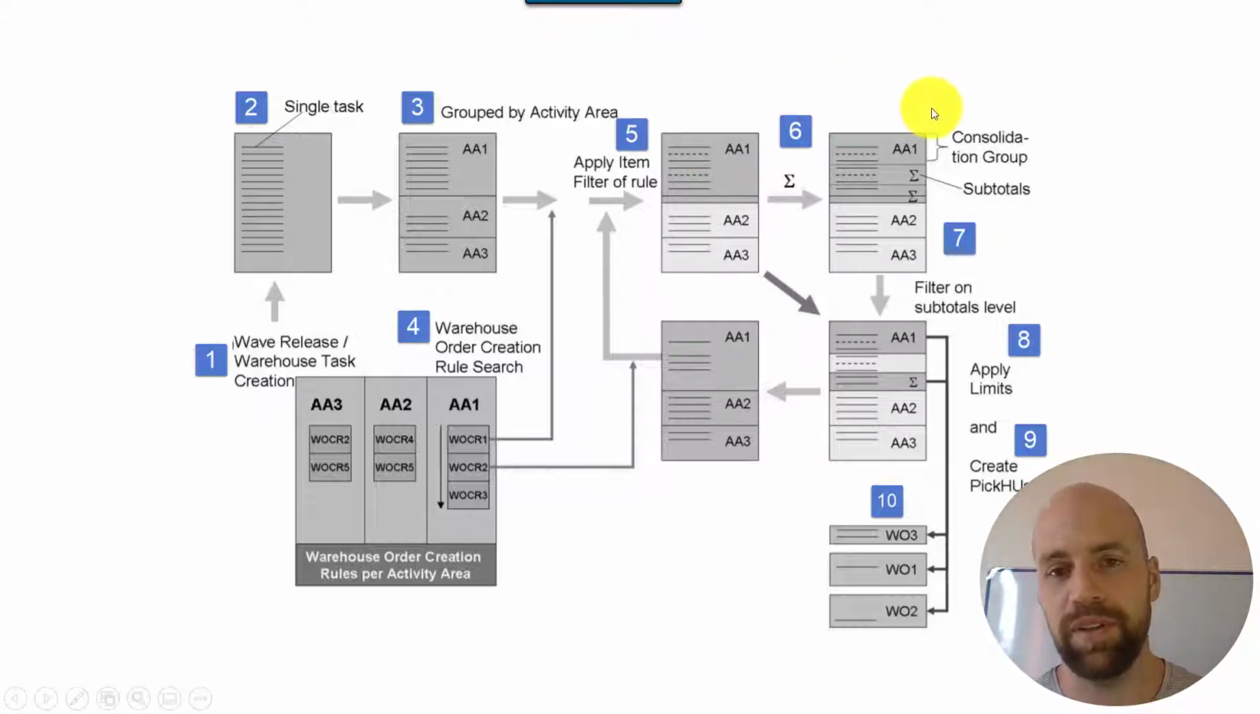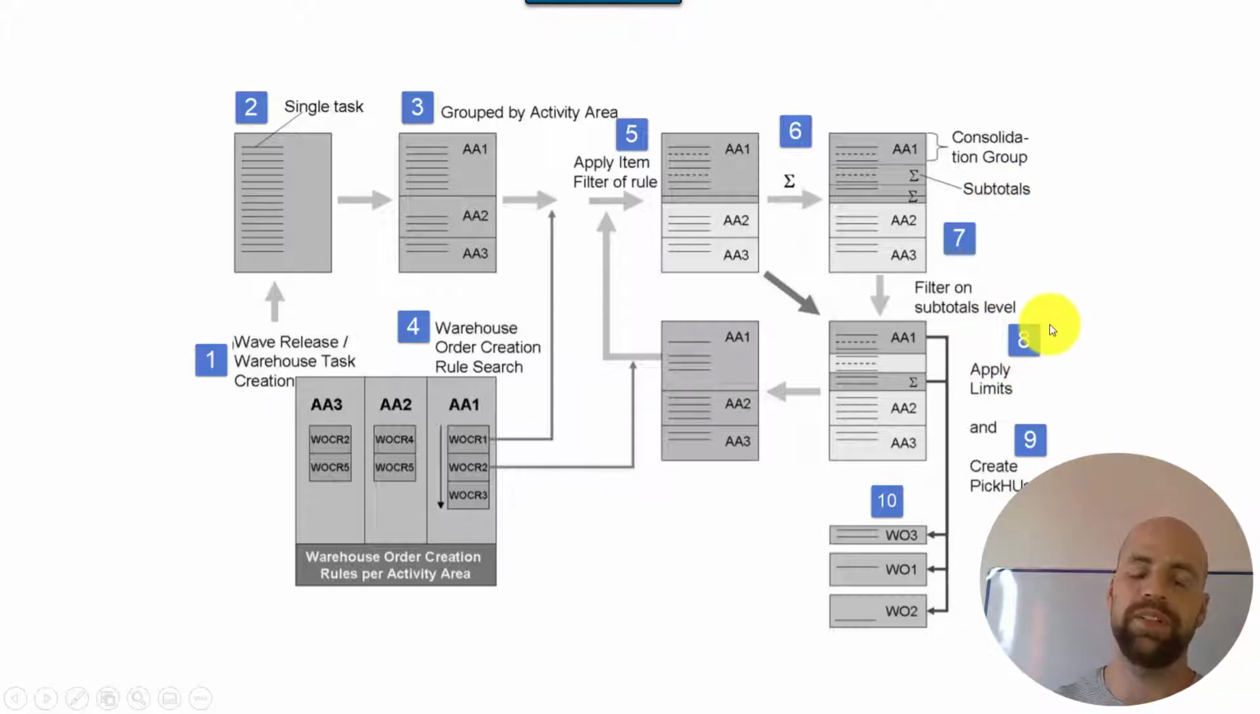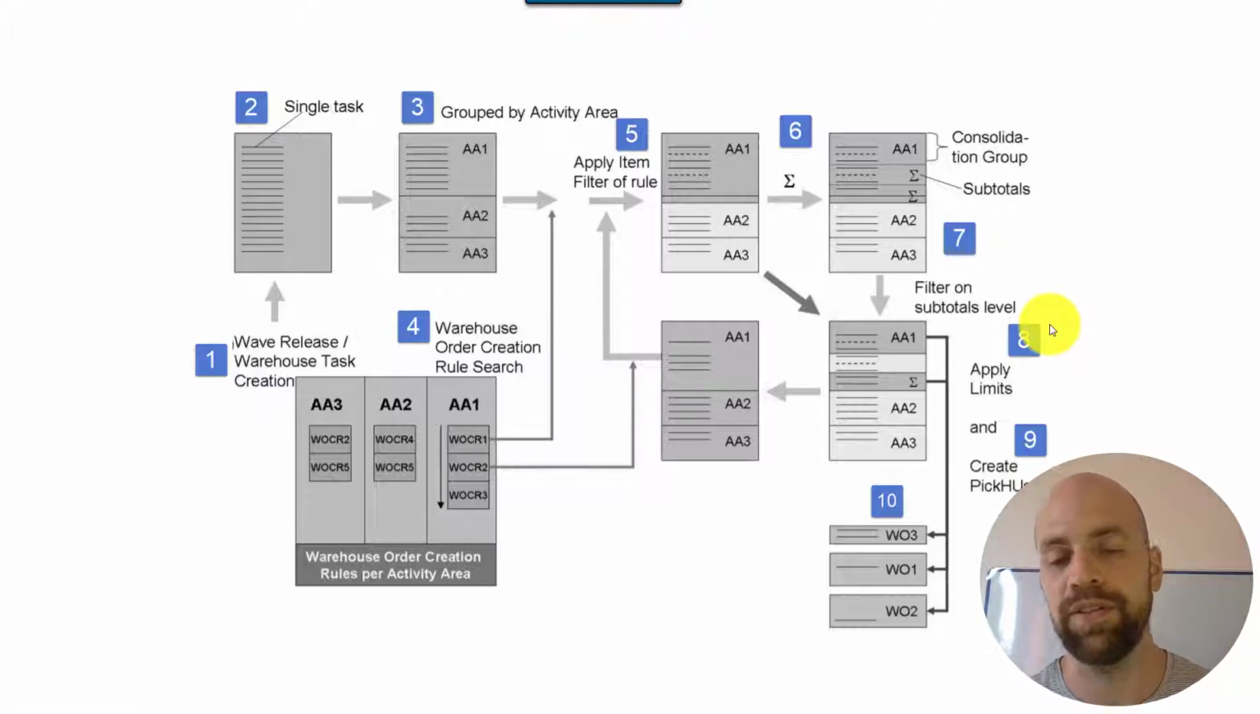Then before we apply the filters on the level of the consolidation group, so the subtotals, we actually do a sorting, which is 0.6 here. That's the inbound sorting for the warehouse order creation rules. And once we have done the filters on the subtotals, we apply the limits. So that's the totals of specific parameters on the warehouse order level, like the maximum weight and so on.